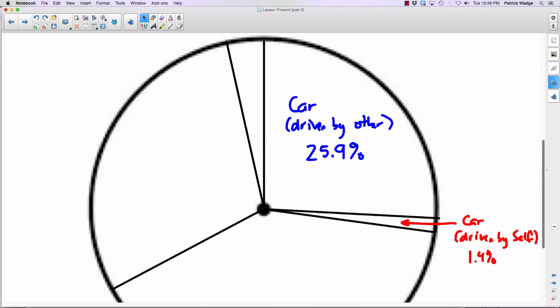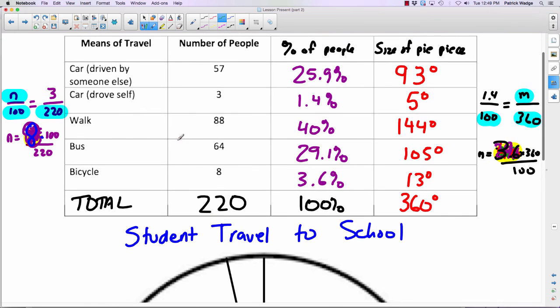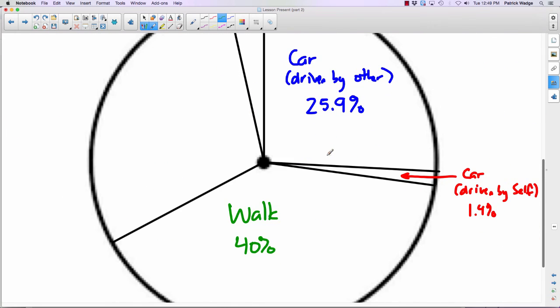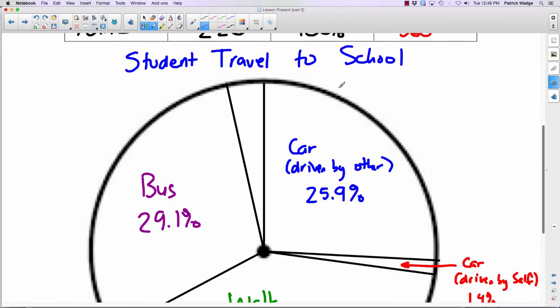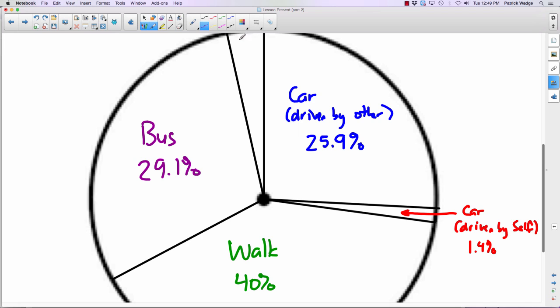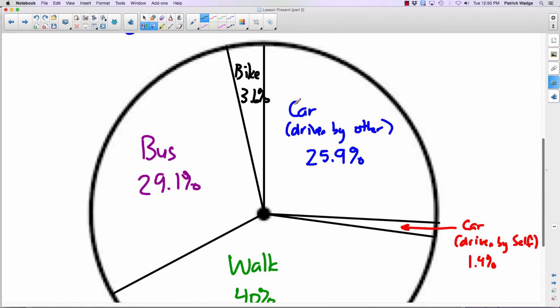All right, next is walking 40%. So let me grab a new color here, and we have walking 40%. And we next have bus 29.1%. And finally, we have the bike, right? Bike 3.6%. What do you think? Can we fit it in there? I think we can do it. 3.6%. Okay, we're done.